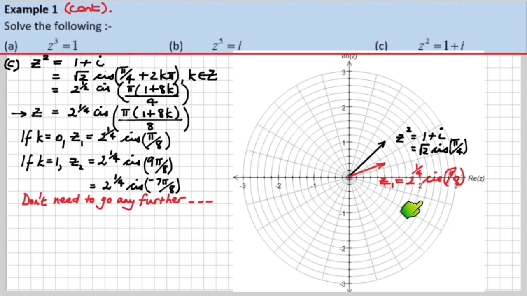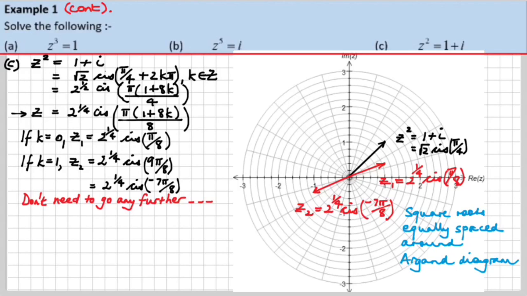z1 is 2 to the quarter, or the square root of root 2, times cis pi on 8. So the angle is half, and the length of the radius is the square root of root 2, yeah? And here is our diametrically opposite cousin, the second root. z2 is 2 to the quarter cis minus 7 pi on 8. As you can see, the angle between them is pi. They're equally spaced around the Argand diagram, so there being only two of them, they'll be pi apart. Yeah, there it is. It's lovely, isn't it?